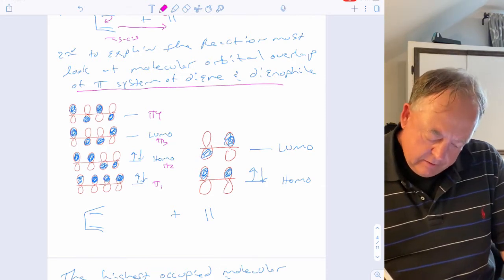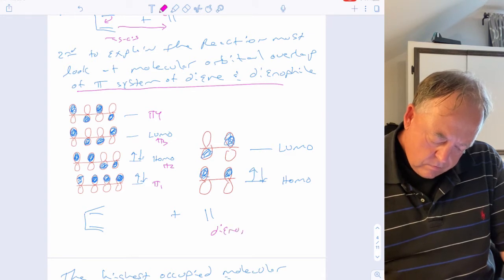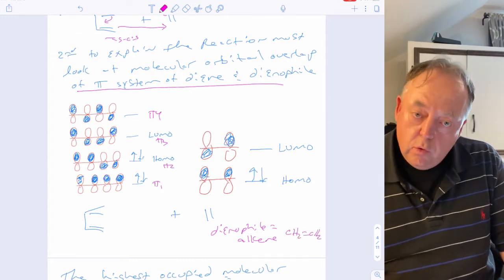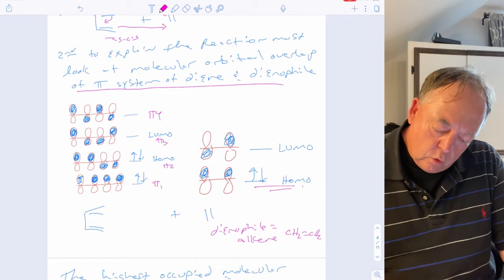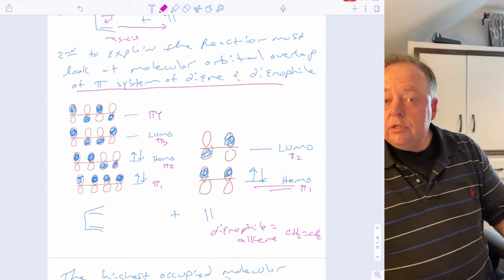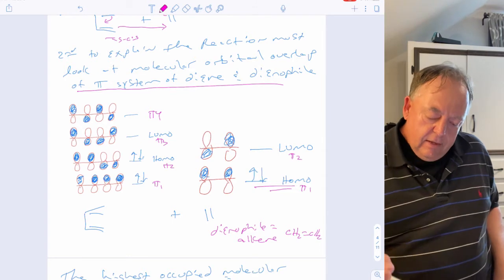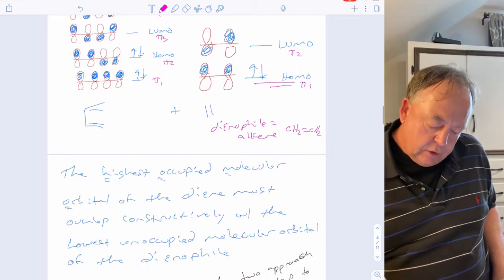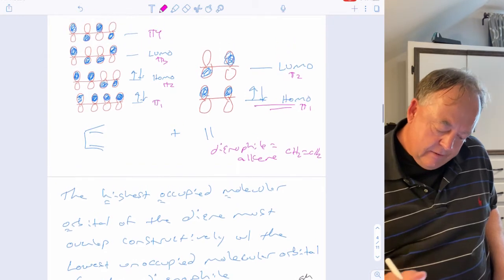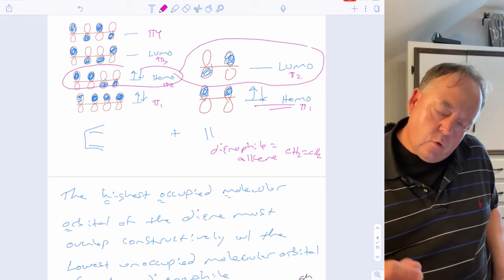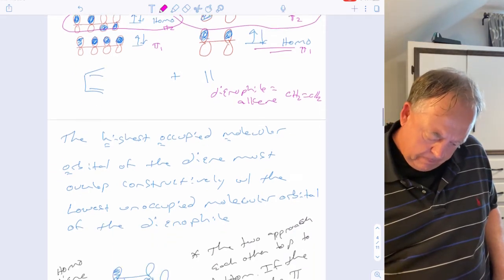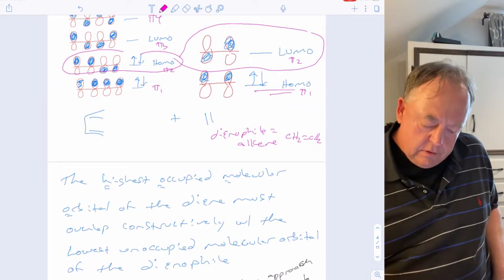And for the alkene, so the dienophile, there's only 2 carbons with a p orbital, so they're either in phase or out of phase, and there's 2 electrons, so the highest occupied molecular orbital is pi 1, and pi 2 is the lowest unoccupied molecular orbital. Well, so for the Diels Alder reaction to work, you have to take the highest occupied molecular orbital of the diene, and this has to interact with the lowest unoccupied molecular orbital of the dienophile. So we need to take those 2 molecular orbitals.